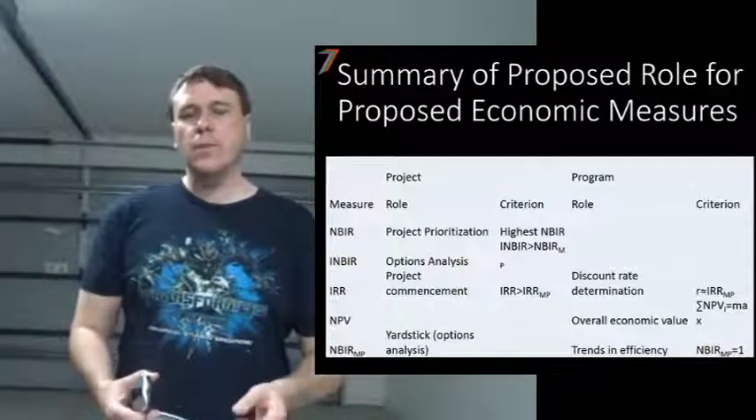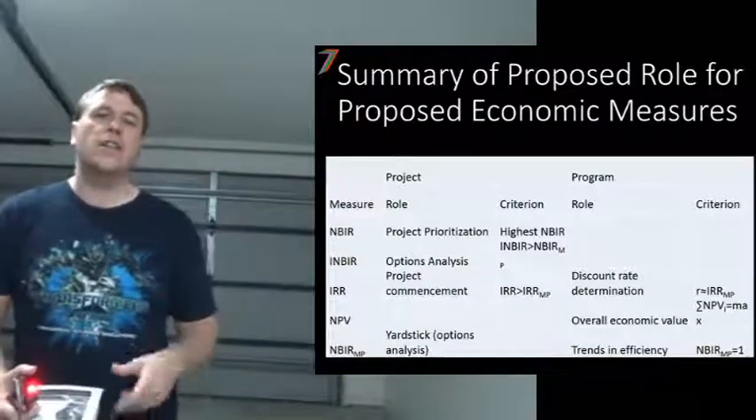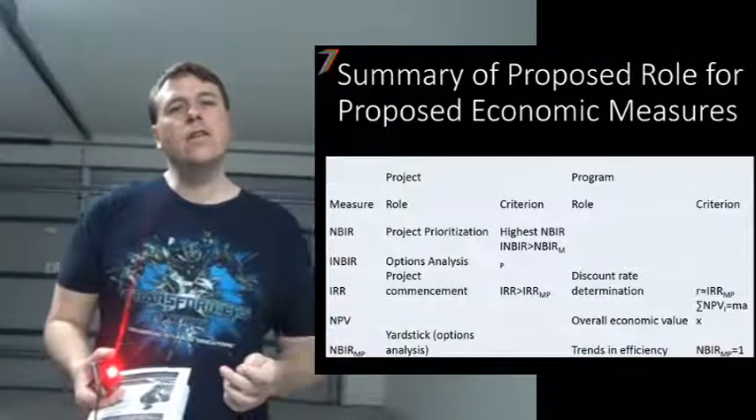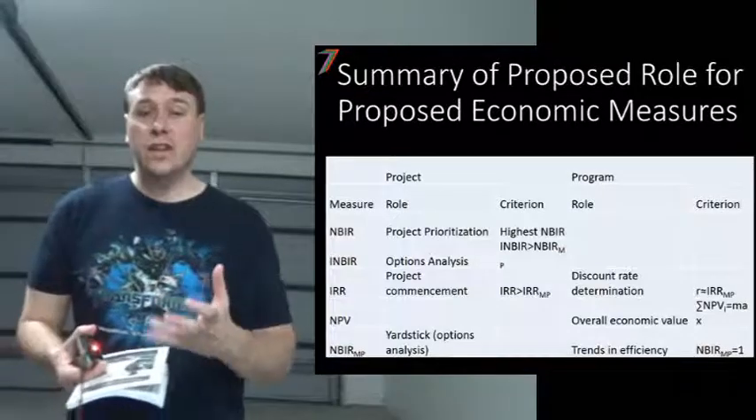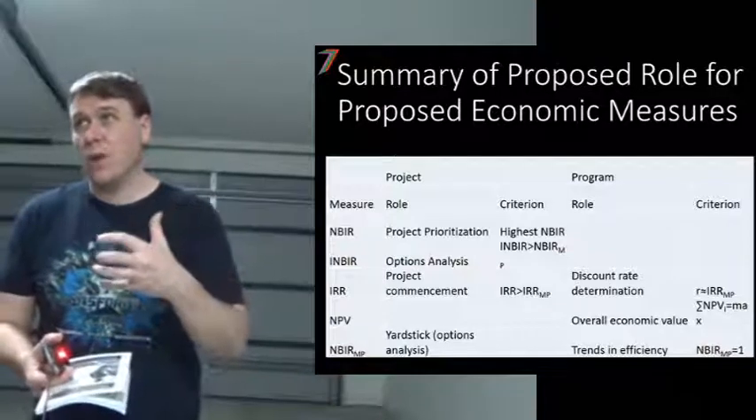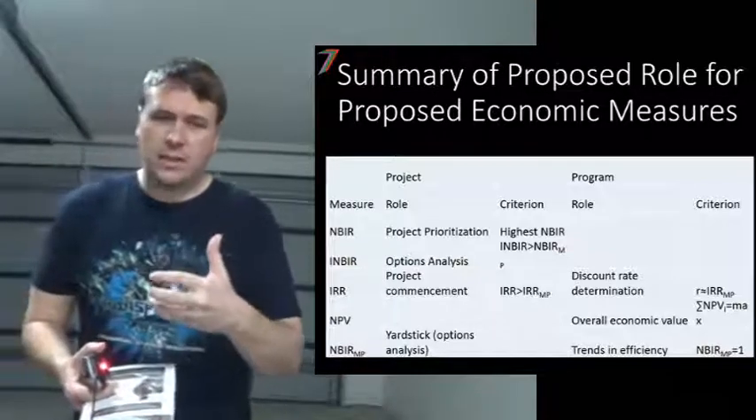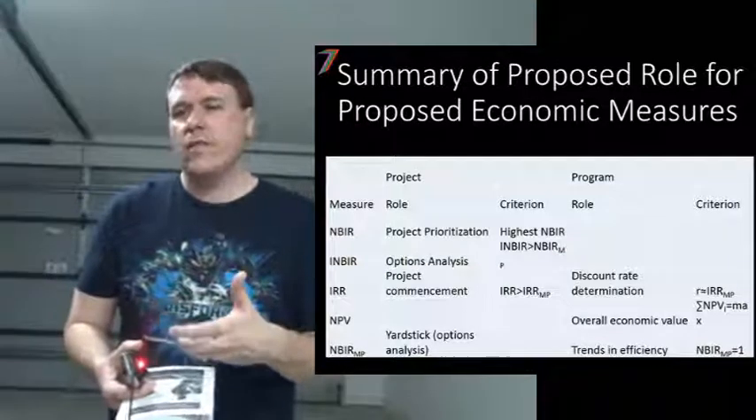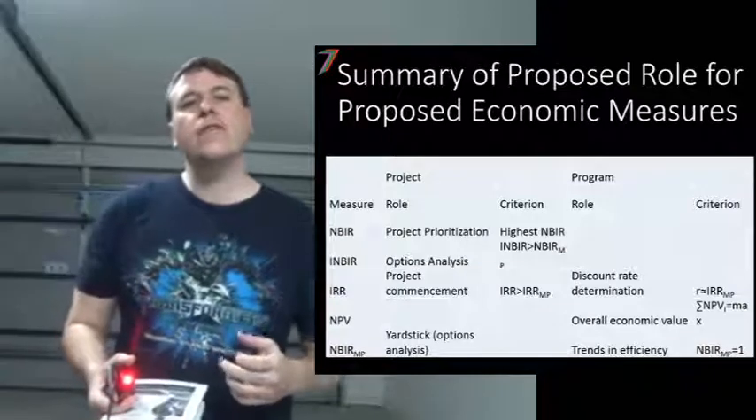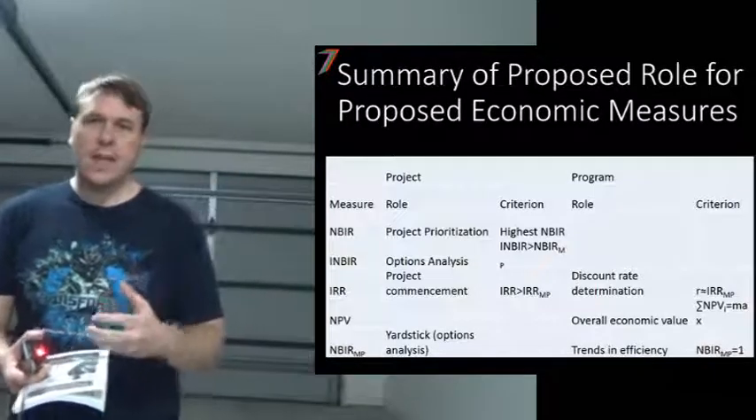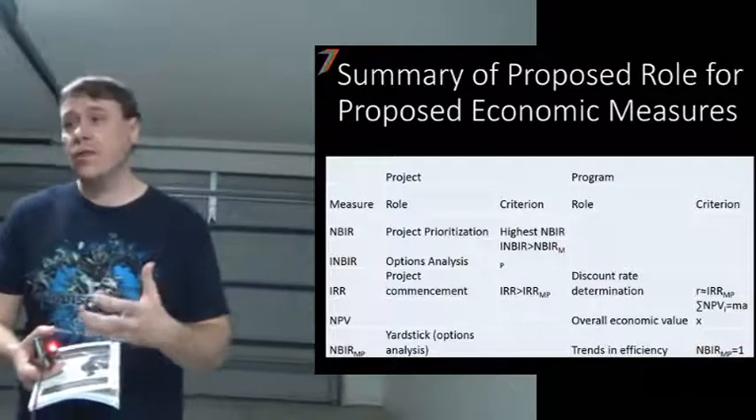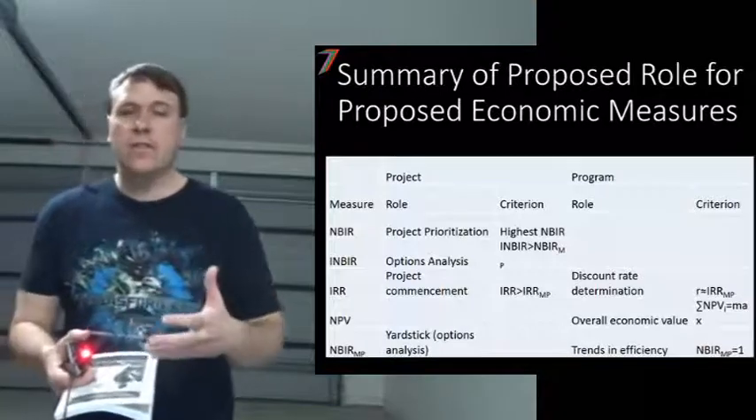Alright, so this is just a quick summary of the roles I proposed for these new economic measures. Let's take a look at your net benefit investment ratio. I'm thinking that it can be used for prioritization within programs, and potentially for your marginal project as your cutoff net benefit investment ratio, or your benchmark, should we call it. Incremental net benefit investment ratio is for options analysis, and that would then be compared with your net benefit investment ratio of the projects that are considered fairly marginal.